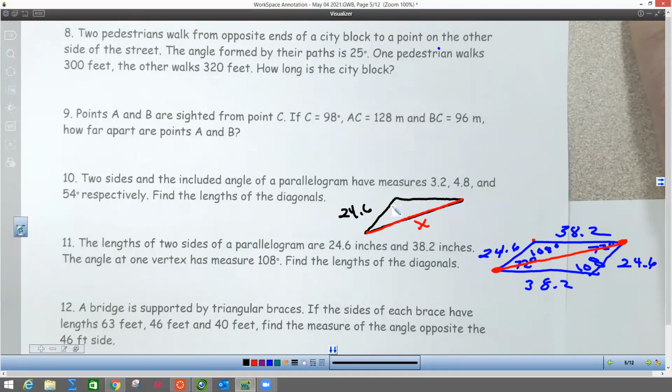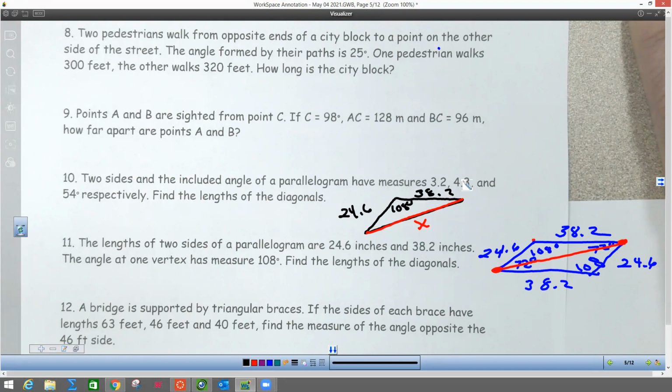And we know this is 24.6. We know this is 108 degrees. And we know this is 38.2. So what am I given in this triangle? Side angle side. What do you have to use? Law of cosines.